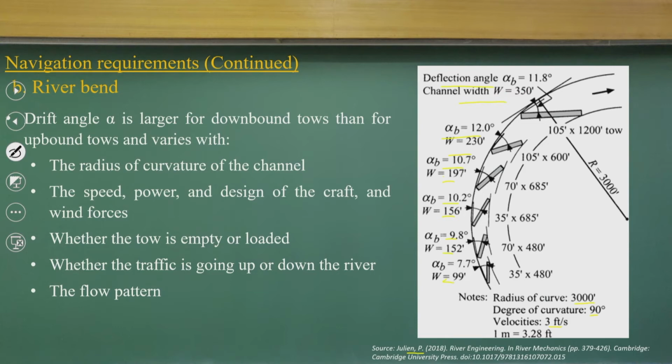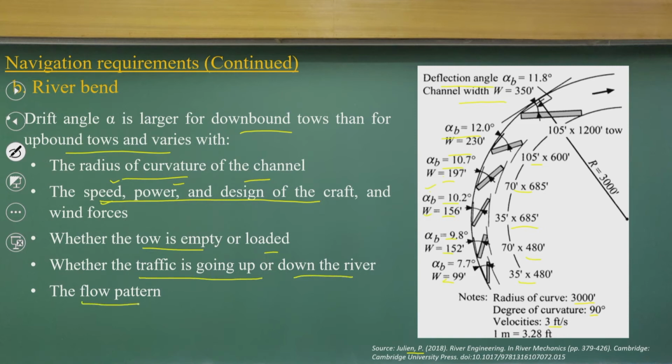So, that is the composition, showing different width requirements for different angles, and we also have different tow lengths, tow widths and lengths. It shows that the drift angle is larger in downbound tows than in upbound tows. The radius of curvature depends upon the speed, power and design of the craft, and wind force. Whether the tow is empty or loaded, whether the traffic is going up or down, all of these matter, and the flow patterns.